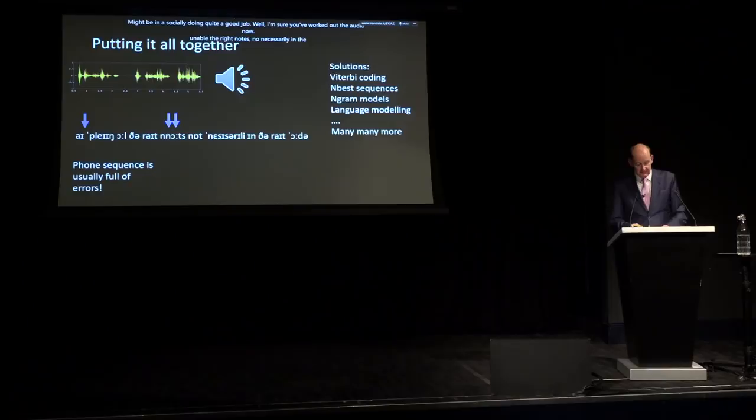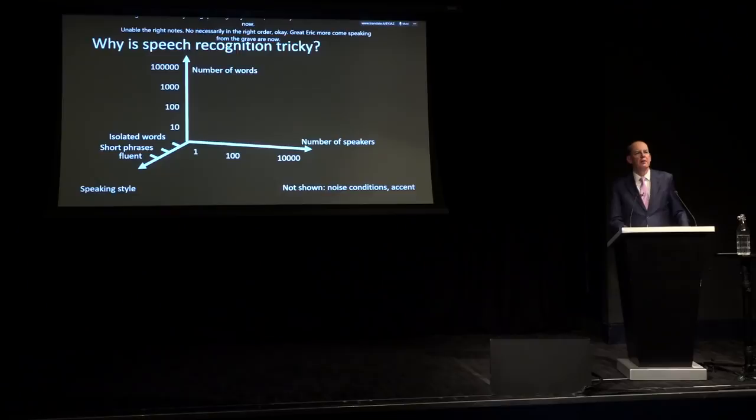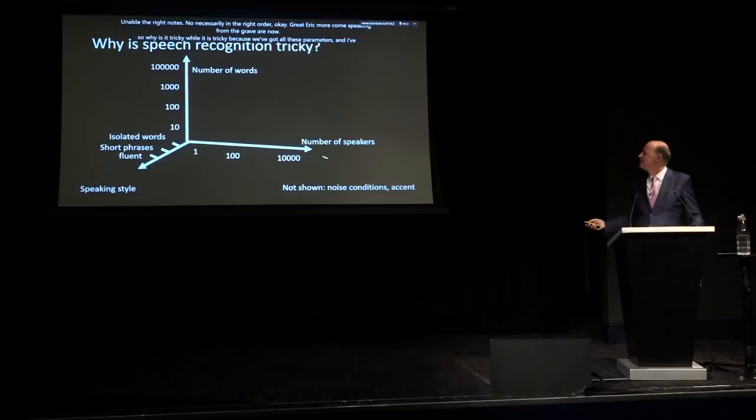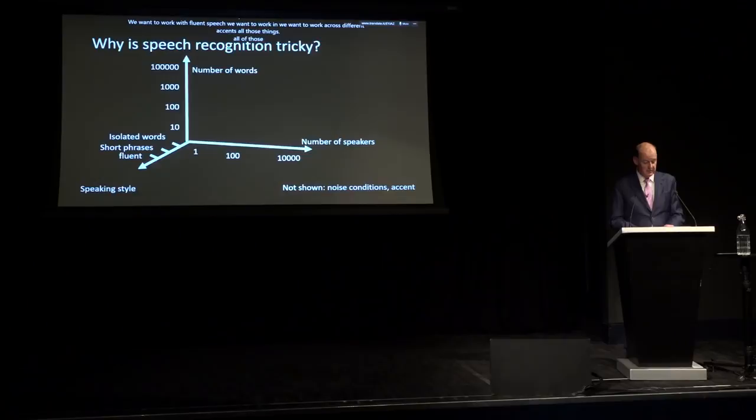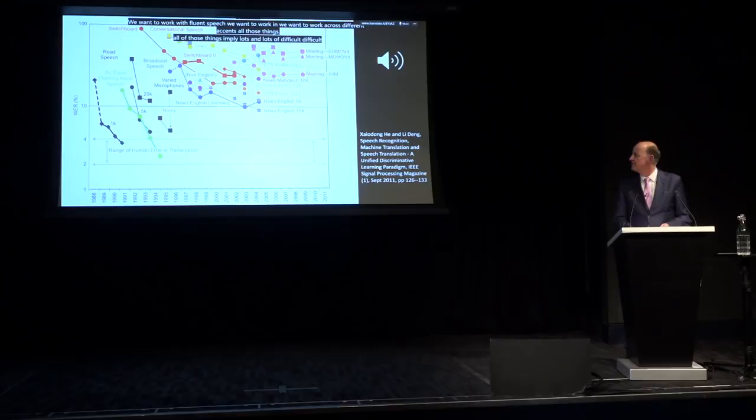Now, so why is it tricky? Well, it's tricky because we've got all these parameters, and I've talked about some of them already. You know, numbers of speakers here. This is one of Ben Milner's slides here, I think. Number of words. So typically users, people like you and me, we want to work with hundreds of speakers. We want to work with fluent speech. We want to work in noise. We want to work across different accents and all of those things. All of those things imply lots and lots of difficult experimental conditions, which are a real challenge for speech recognition.